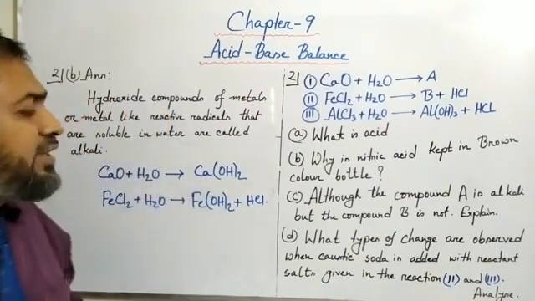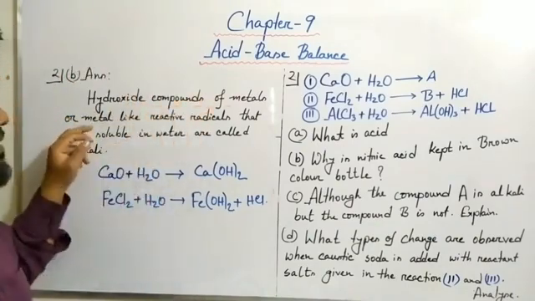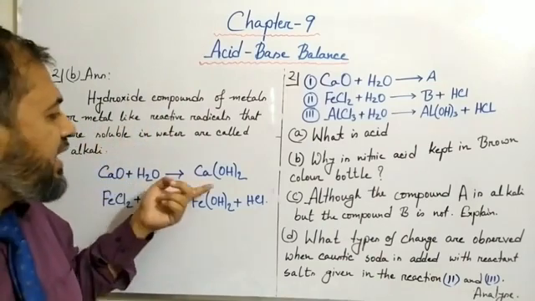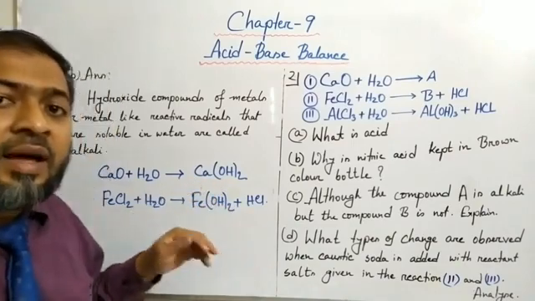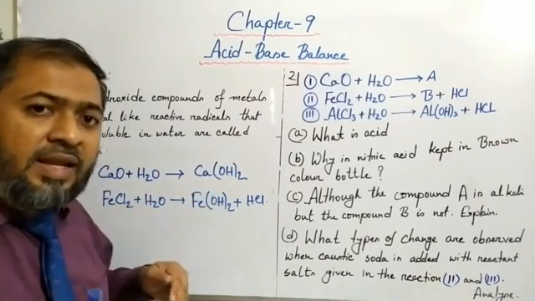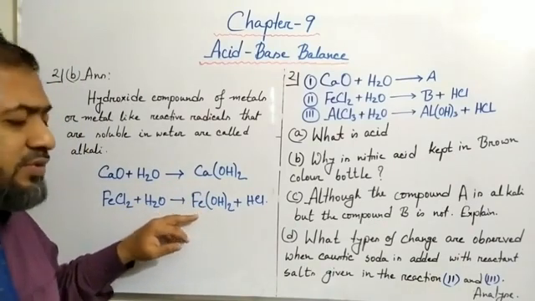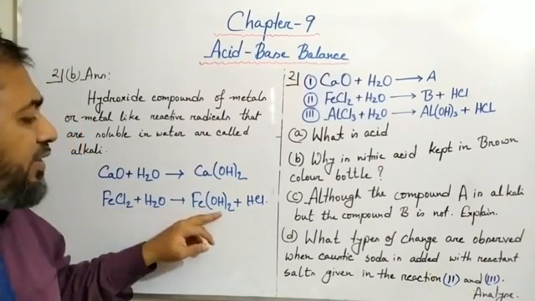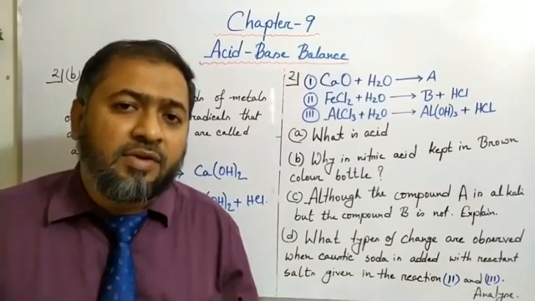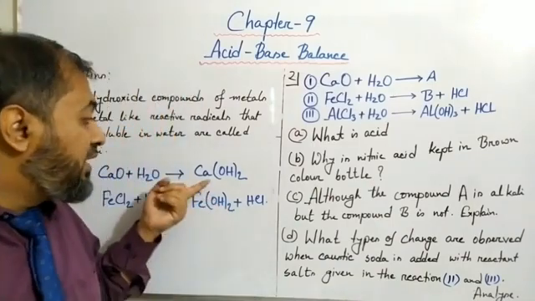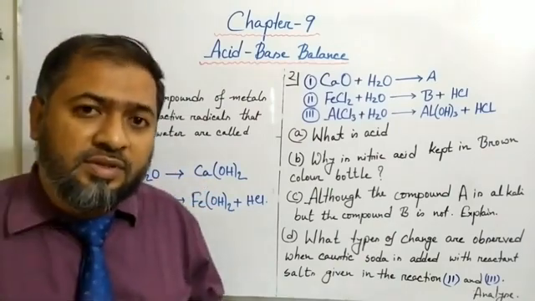Now come back to the definition of alkali. Alkalis are hydroxides of metals or metal-like reactive radicals. So you can see this is calcium hydroxide, which qualifies as alkaline. Similarly, ferrous hydroxide also has a metal and hydroxide ion. But the basic difference is that calcium hydroxide is soluble in water, but ferrous hydroxide is not soluble in water.